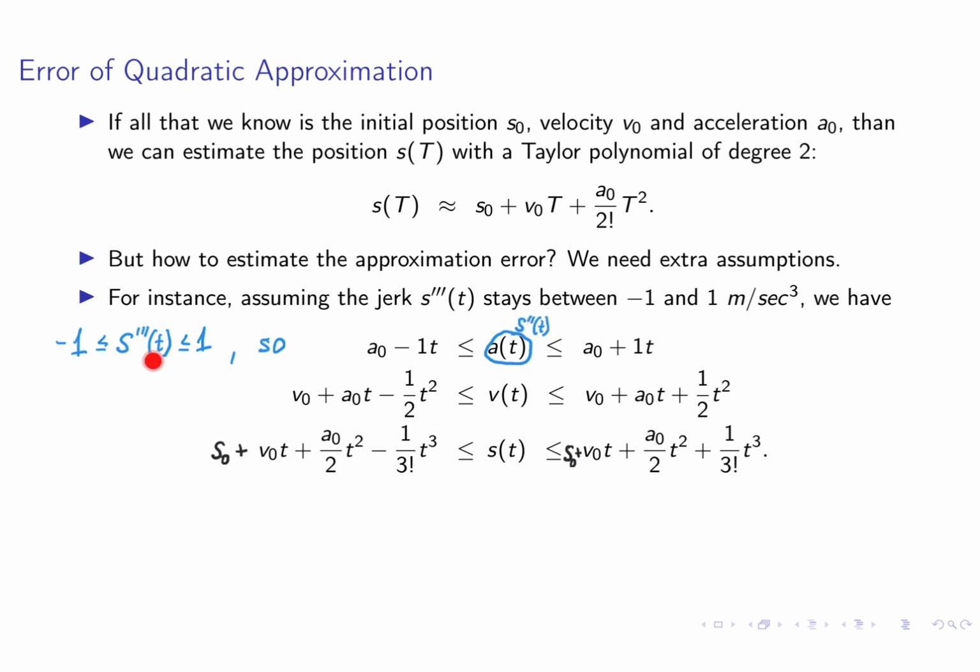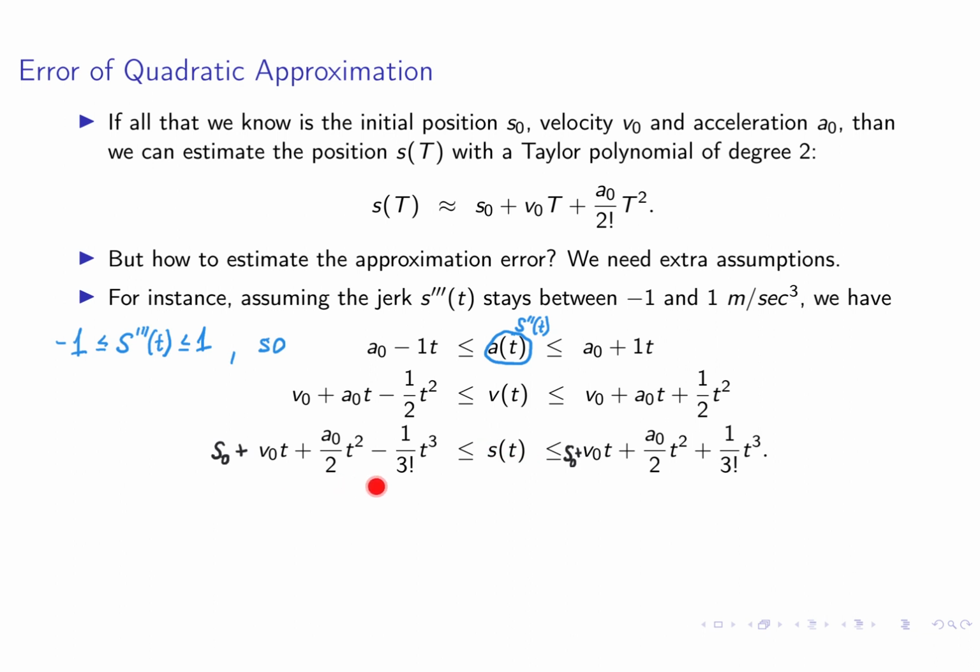So if the third derivative is between -1 and 1, then the second derivative will be between the integral of -1 and the integral of 1. So it will be between the initial acceleration minus 1 times t and the initial acceleration plus 1 times t. And for the velocity, we integrate both sides again. Then we integrate again to get the position.